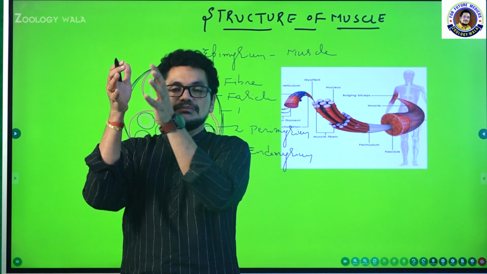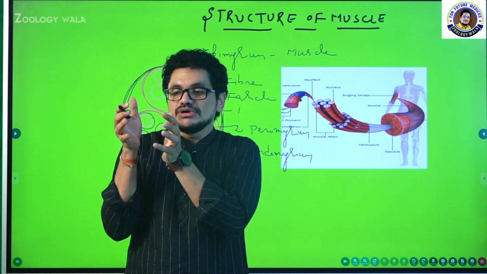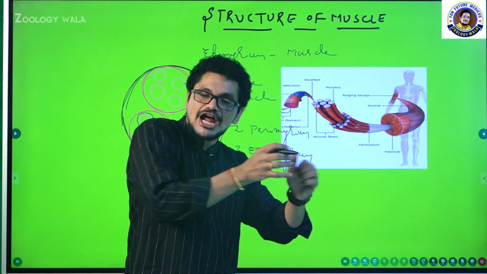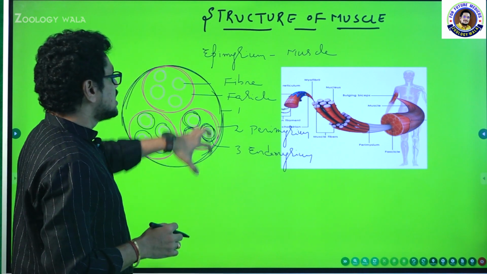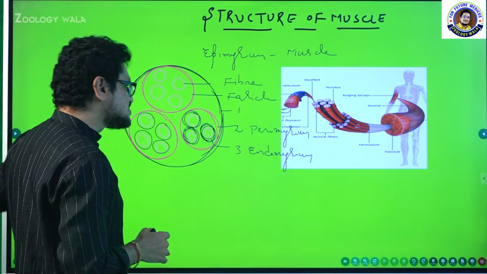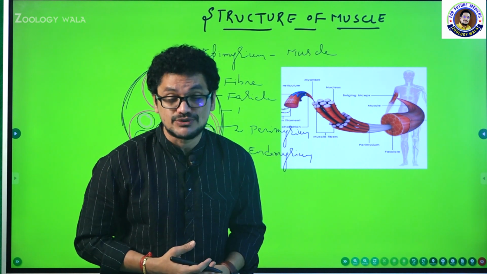Muscle, epimysium, bundle of muscle fibers, fascicle. Fascicle is covered by perimysium. Individual muscle fiber is covered by endomysium, like that. And of course, if you observe these, epimysium, perimysium, endomysium, all these are formed because of the connective tissue only.